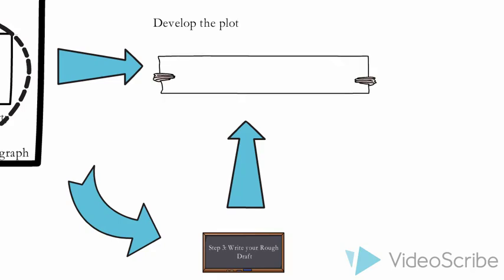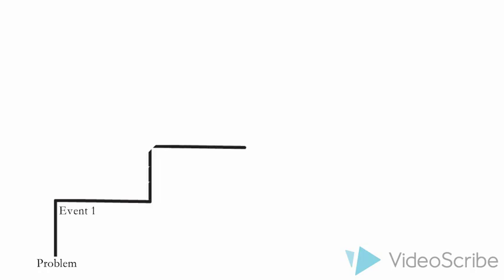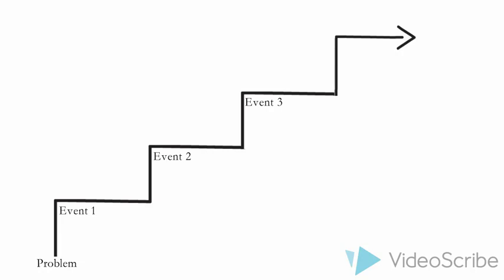So the plot is things or events that happen in the story. So we have the problem right down there. And then we have these various events that occur in the story. These events are going up. That's why they're called the rising action. So in this little story, there are 1, 2, 3, 4 events, and that leads to the solution.